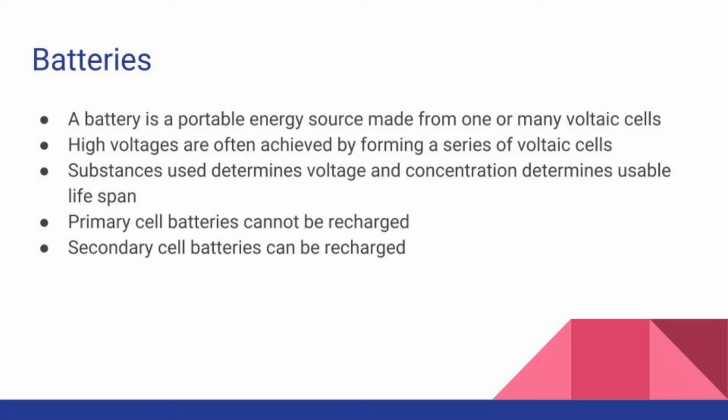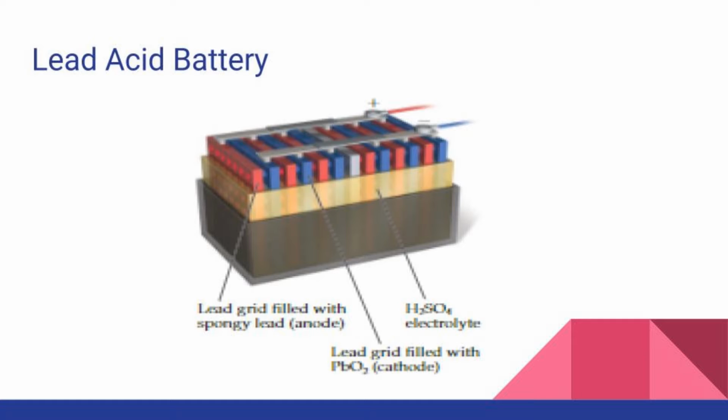The substances used in the cell determine voltage, and the usable life of the battery is determined by the quantity of these substances. Primary cell batteries cannot be recharged and must be discarded when the voltage drops to zero. Secondary cells can be recharged by an external source. I'll now explain some specific examples of batteries used in our everyday life.